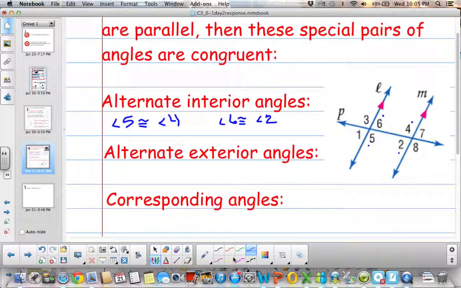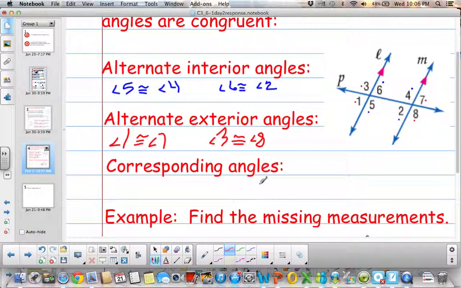Then we have alternate exterior angles, and remember, our exterior angles would be 1, 3, 8, and 7. So same type of thing. Angle 1 is congruent to angle 7, and then angle 3 is congruent to angle 8.